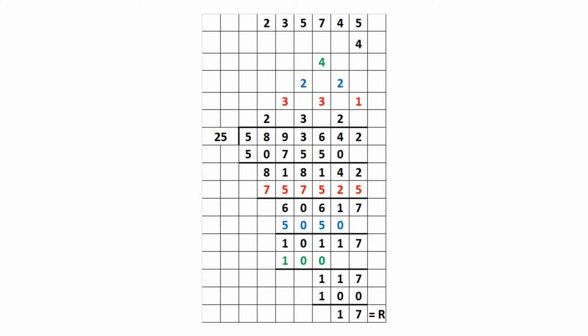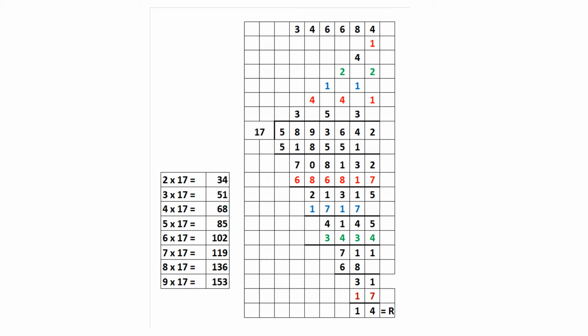And we subtract, we get a remainder of 17. We go up to our quotient digits. 1 plus 4 is 5. 2 plus 2 is 4. 4 plus 3 is 7. 2 plus 3 is 5. Bring the 3 up, bring the 2 up. Our quotient is 2, 3, 5, 7, 4, 5, and the remainder is 17.